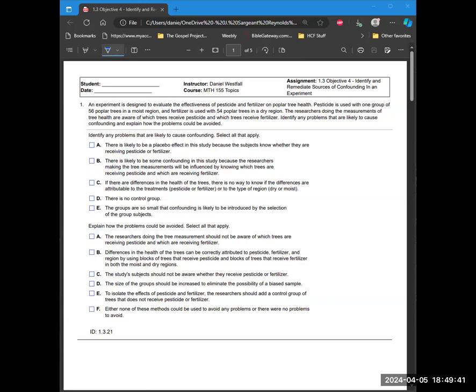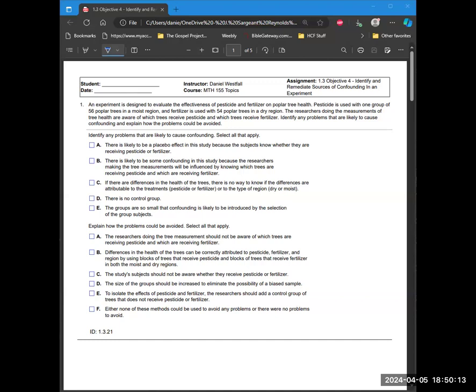An experiment is designed to evaluate the effectiveness of pesticide and fertilizer on poplar tree health. Pesticides are used with one group of 56 poplar trees in a moist region, and fertilizer is used with 54 poplar trees in a dry region. The researchers doing the measurements of the tree health are aware of which trees receive pesticide and which trees receive fertilizer. Identify any problems that are likely to cause confounding and explain how the problems can be avoided.